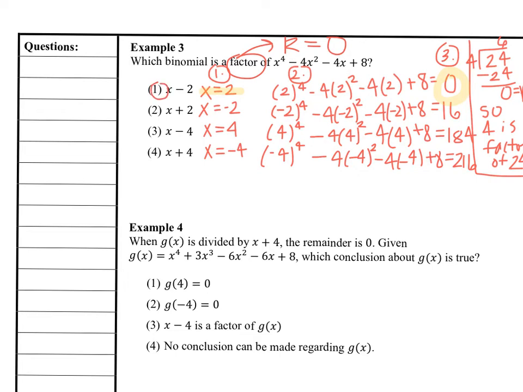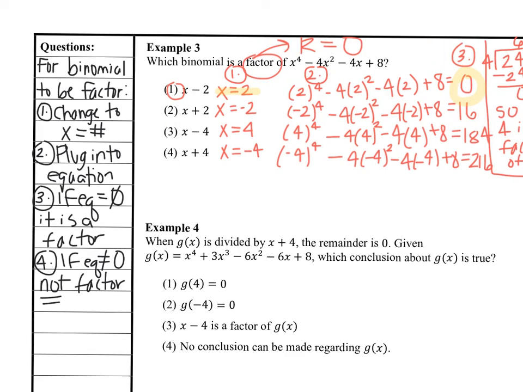Off to the side, I'm going to write down some steps. A binomial is a two term expression separated by addition or subtraction. Step 1 matches with step 1 over here: change to x equals a number. Step 2 is to plug the number into the equation. And step 3 is to determine if the equation equals 0, then it is a factor.